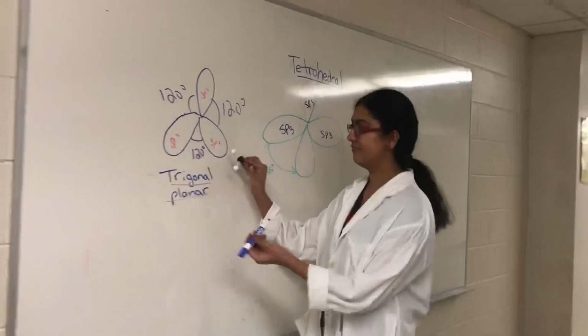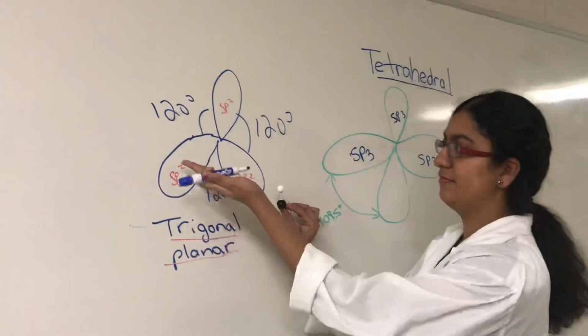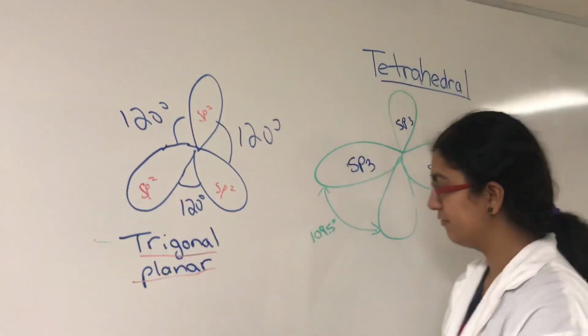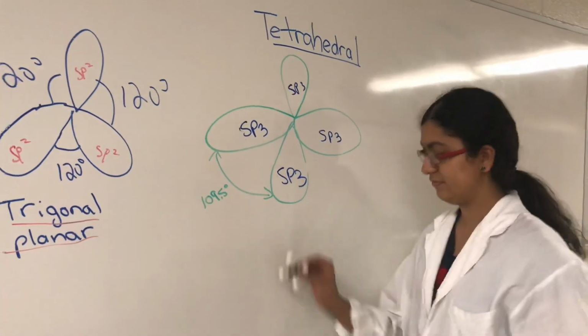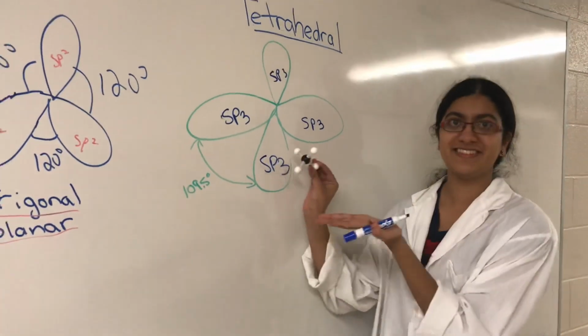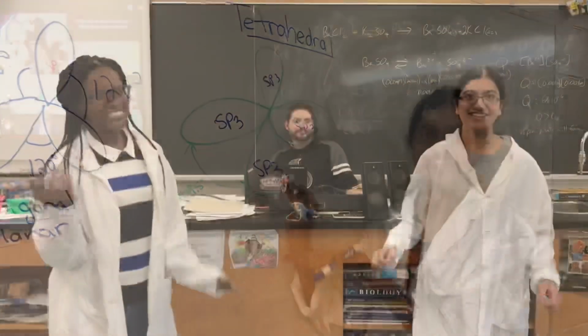Adding a third surrounding atom makes it trigonal planar. The type is called sp2. A central atom with 4 surrounding atoms is called tetrahedral and has sp3 orbitals. And that's all for now.